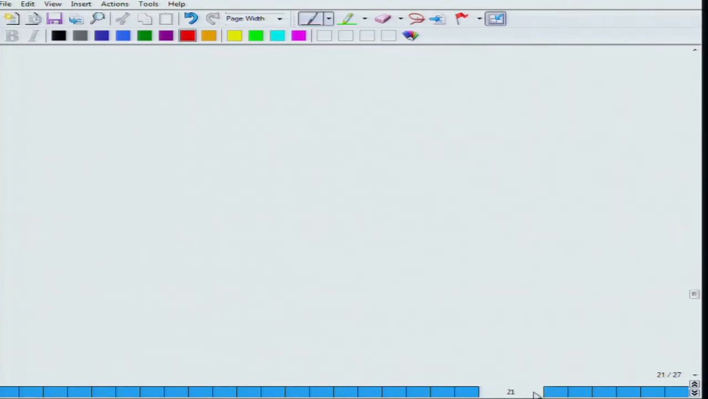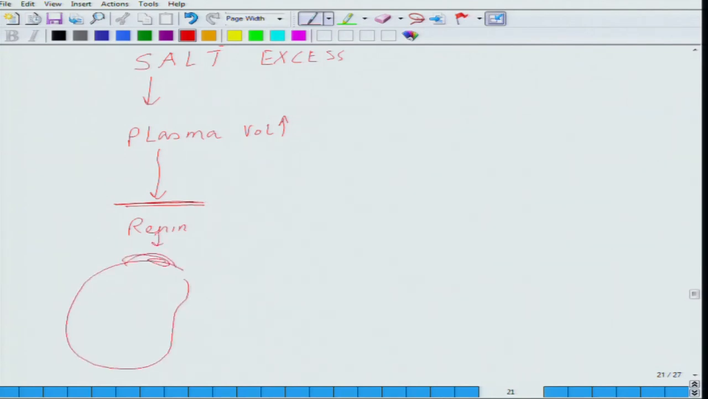There's a second thing: what will happen in salt excess and salt deficit. If somebody is fasting, there is a deficit, or somebody is eating too much salty food, so there is a salt excess. With salt excess, your plasma volume will go up because it will retain more and more water. When the plasma volume goes up, it inhibits the secretion of renin, which is present on top of the kidney. So sodium resorption goes down. You do not need it, because you already have excess salt, so you do not really need to activate anything.